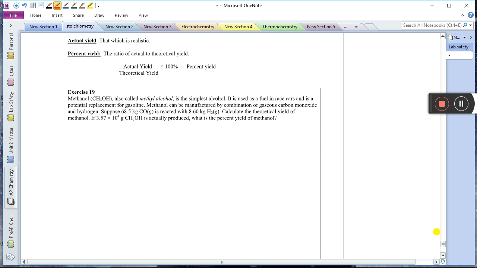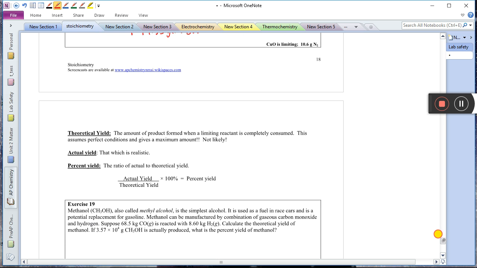So, theoretical versus actual yield and percent yield. For those of us who have forgotten how this works, it's up here at the top of page 19. Which one can we get from stoichiometry?